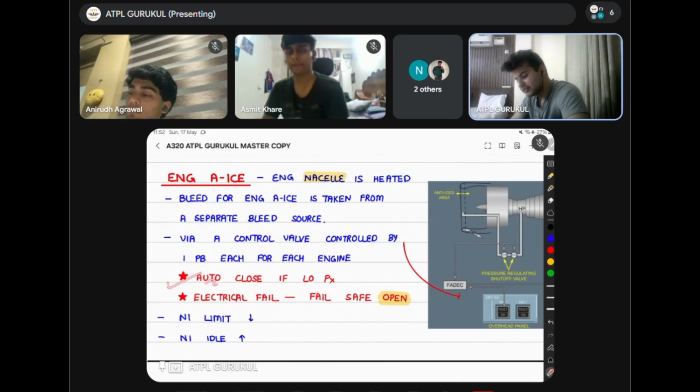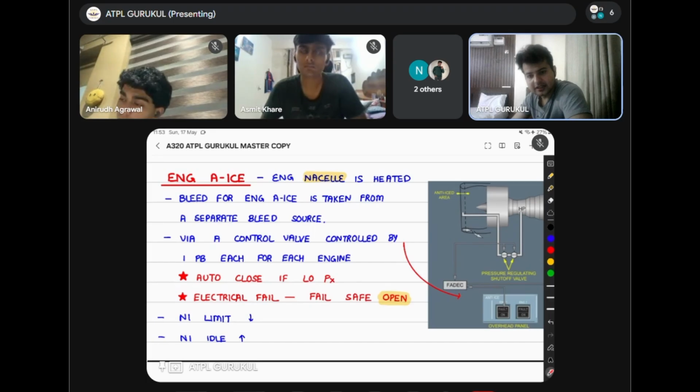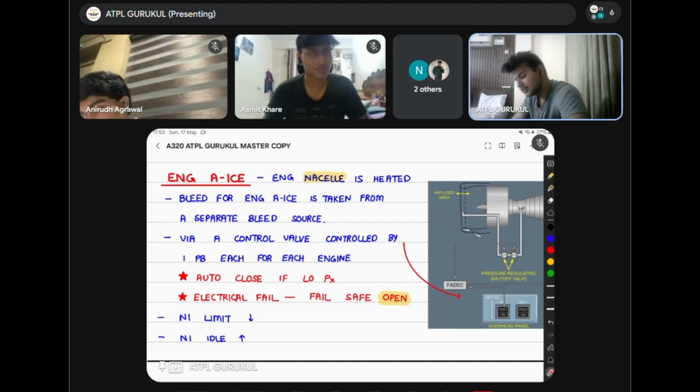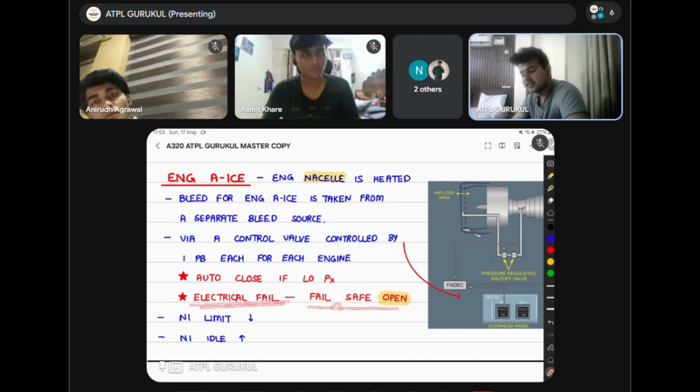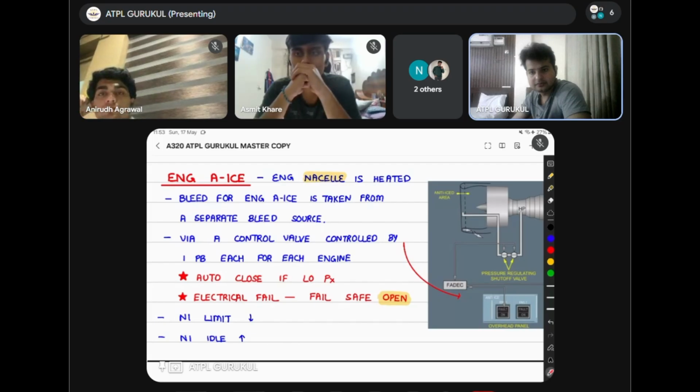It auto closes if you do not have enough pressure, which is the same thing as wing anti-ice. However, as I told you, there's a difference. In the case of an electric failure, it is in fail safe open place, which means, let's say in the case of a total electrical loss, let's say you are in the EMER elect configuration, the engine anti-ice valve will get open automatically.